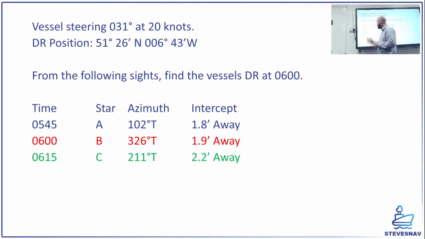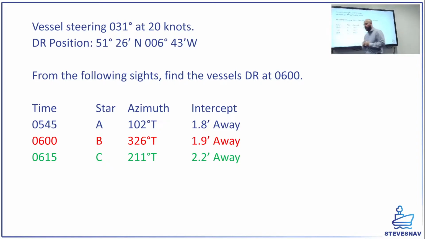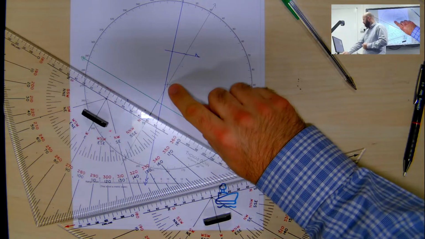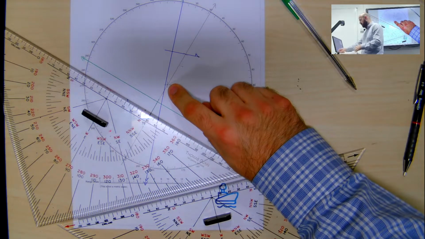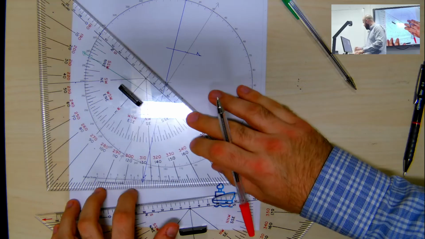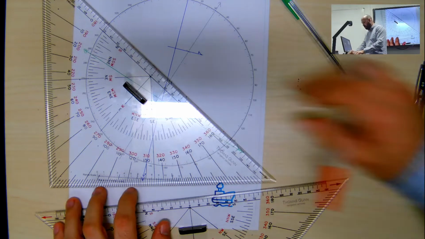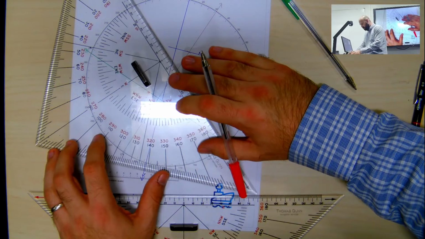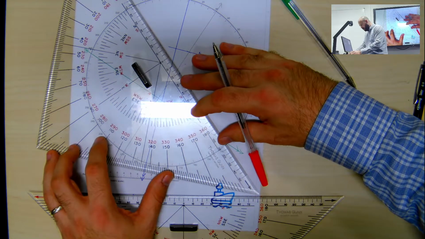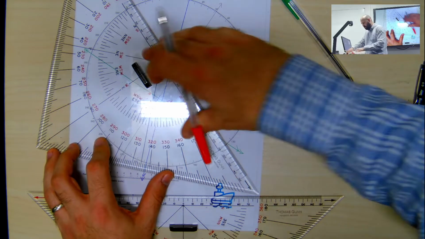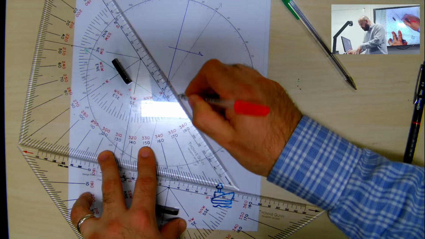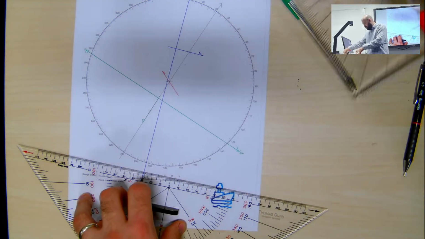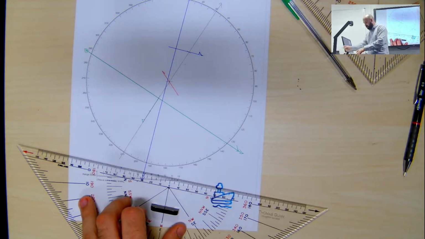So the site we're going to plot, 326, 1.9 away. We're going to plot that straight through the centre, because that's where the vessel was at 6 o'clock. That's where we thought we were at 6 o'clock. 6 o'clock to 6 o'clock is 0, no run. So we plot it straight through the centre. 326 and 1.9 away. So we plot 326, 1.9 away. Straight through the centre, like that. Measure your 1.9.